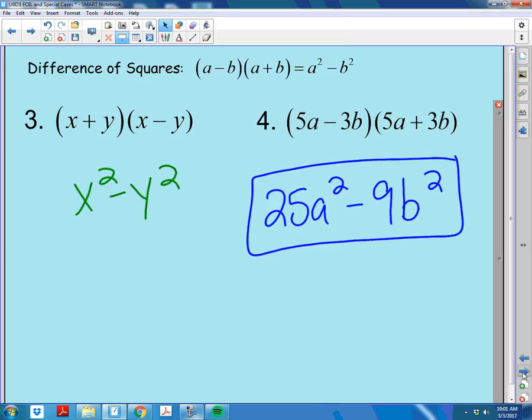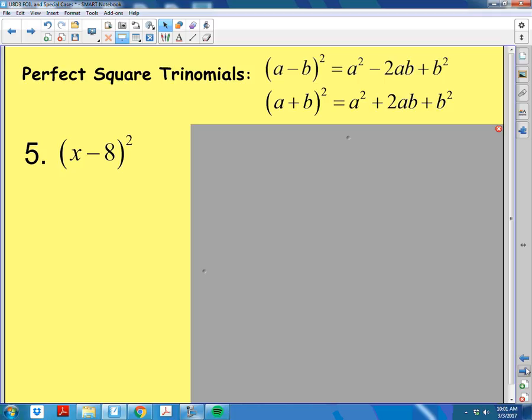And I need you to begin to recognize that. What other set of special cases? Let's talk about perfect squared trinomials. A perfect squared trinomial is simply the exact same binomial squared.